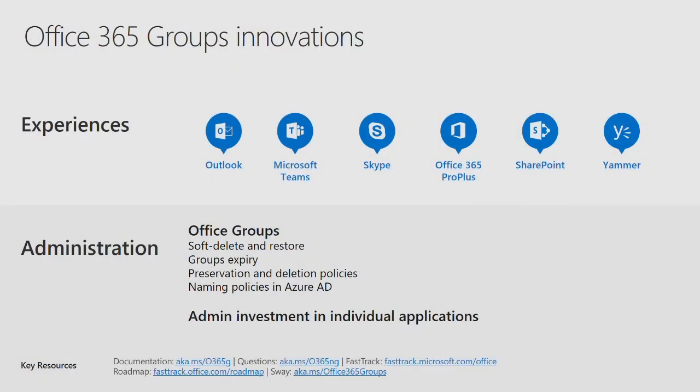We have a busy roadmap ahead for groups, and when it comes to groups, you can expect to see new features in two distinct categories. The first is in the applications themselves. So the collaboration experiences that are integrated with groups in Outlook, Teams, Skype, all of these applications will continue to get richer over time. But we're also committed to the administration experience in Office 365 Groups.